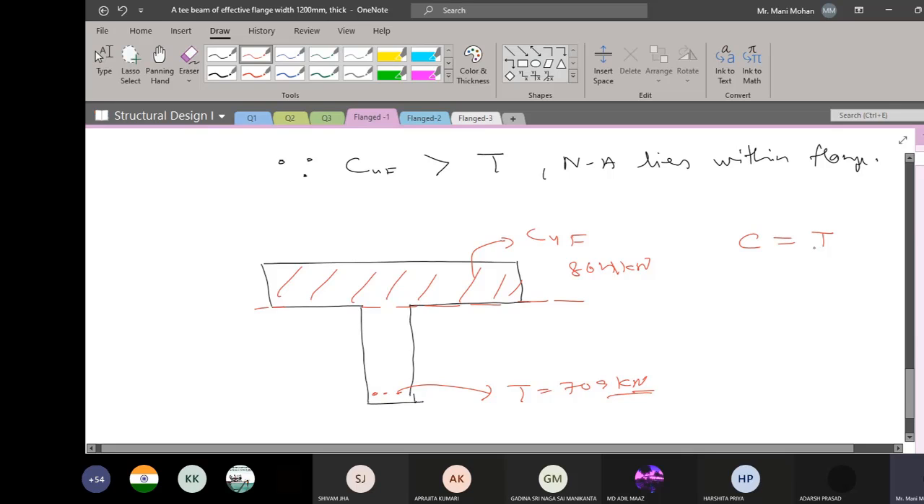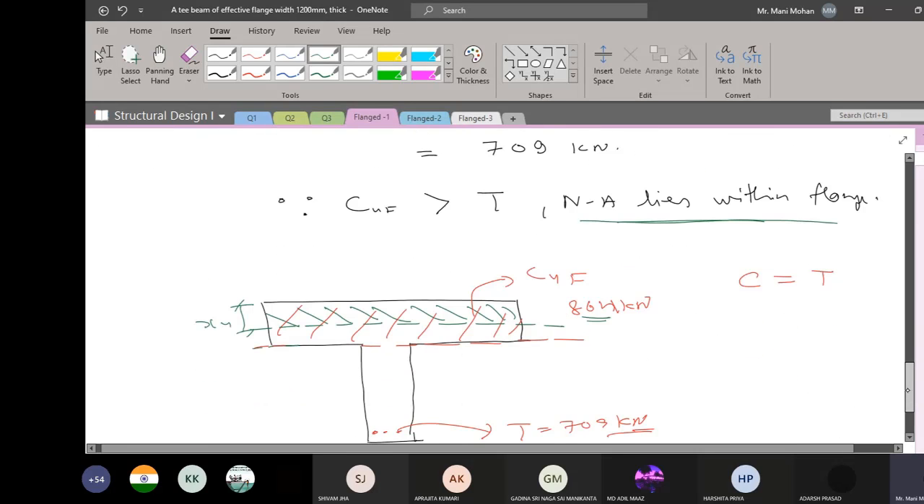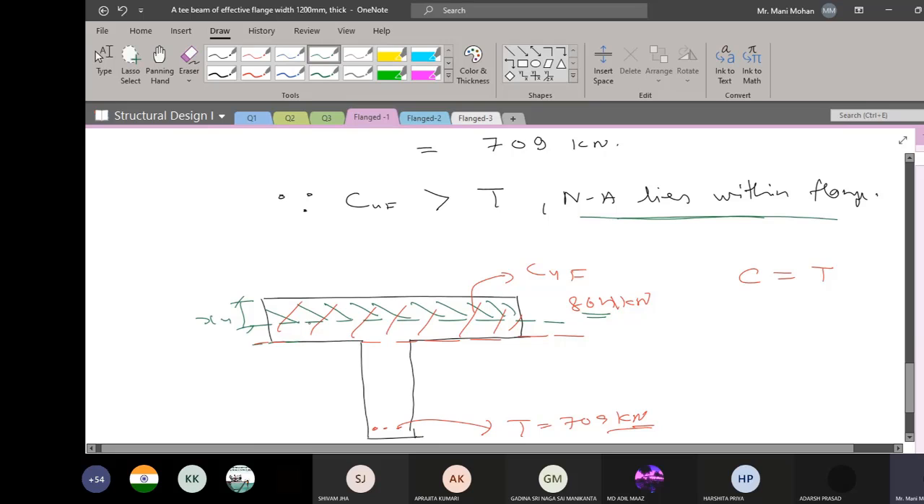How can I get this condition? This condition can only be achieved if I shift this position of neutral axis, which I have kept at the flange level, a little bit above. With this, what will happen? This area is going to reduce, and if my area is going to reduce, it is possible my 864 kilonewton will come down to 709 kilonewton. So it means my neutral axis depth is less than my depth of flange. Okay, so that's why I have written neutral axis lies within flange. So this is one of the checks with which you can ascertain whether my neutral axis is lying in the flange or it is lying in the web.